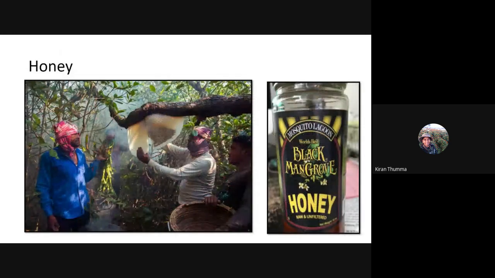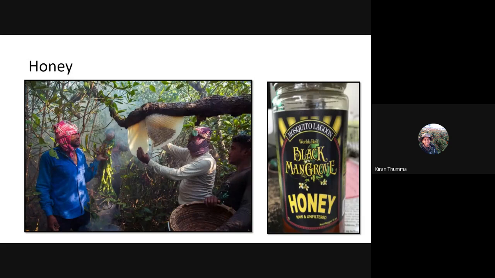Mangrove forests, as I told you, give a rare kind of honey. In the market, you might have seen different types of honey, like jamun honey, mango honey, acacia honey. Even there is a black mangrove kind of honey.